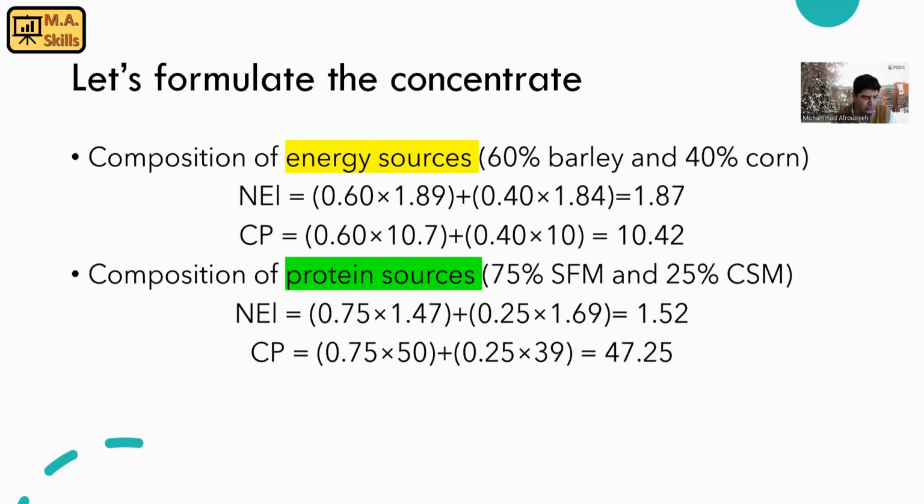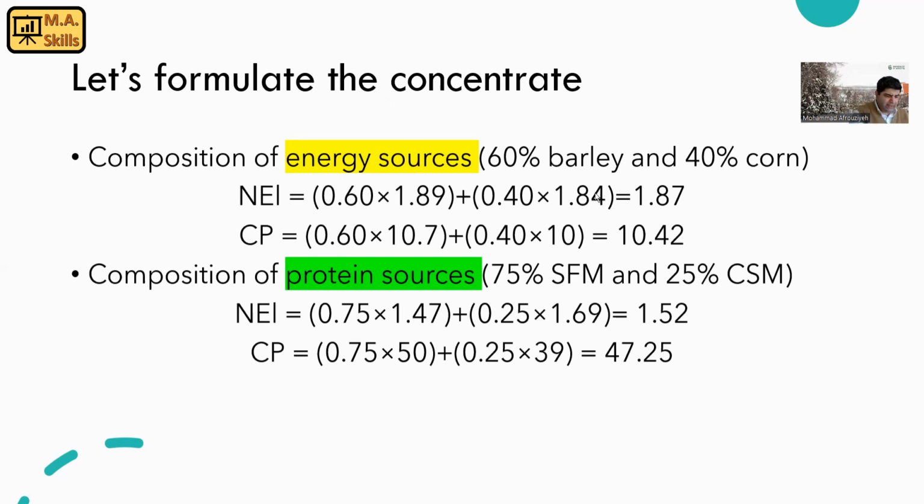And if you remember in the previous episode, that I'm going to post the link up here, we calculated the nutrient composition of the concentrate, the amount of energy, protein, calcium, and phosphorus that we need to have in our concentrate. Today, we need to have a look at the feed ingredients that we are using.